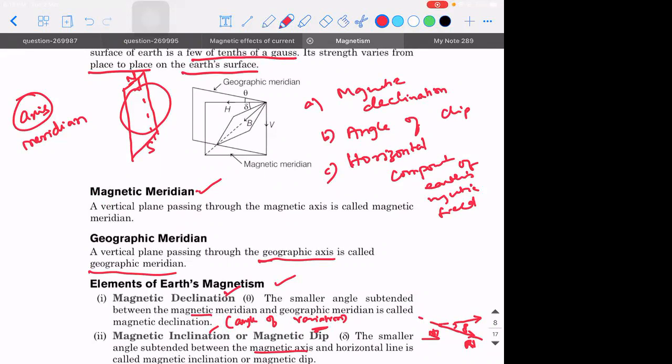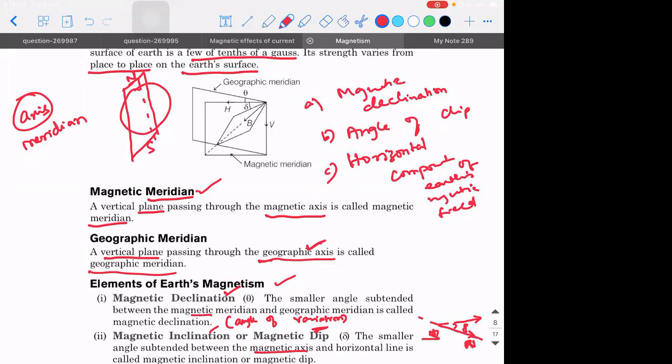There are two terms again: magnetic axis and magnetic meridian, geographic axis and geographic meridian. What do you mean by magnetic meridian? Axis means one-dimensional. Meridian is a two-dimensional thing, that is a plane. The vertical plane passing through the magnetic axis is what we call the magnetic meridian. Then what is a geographic meridian? It is also a vertical plane which passes through the geographic axis.